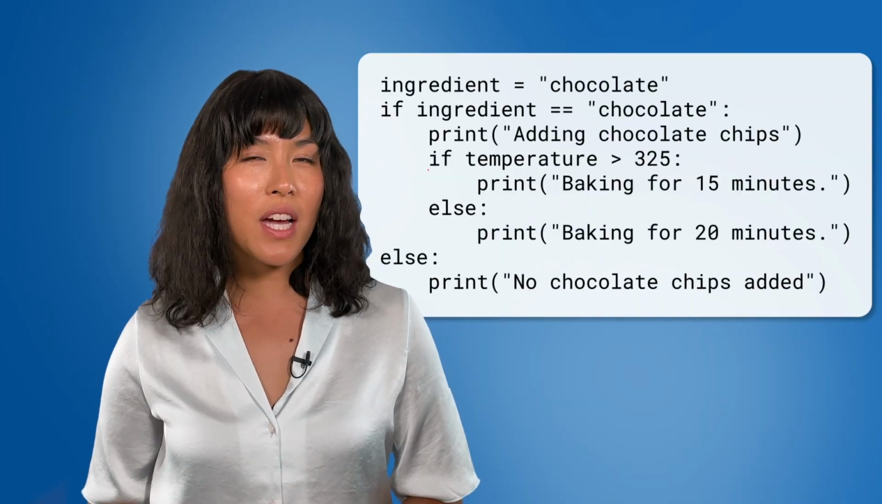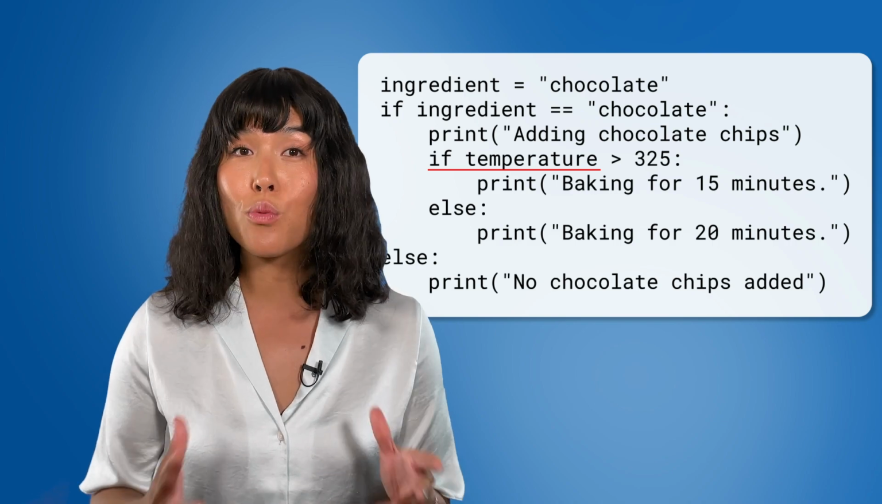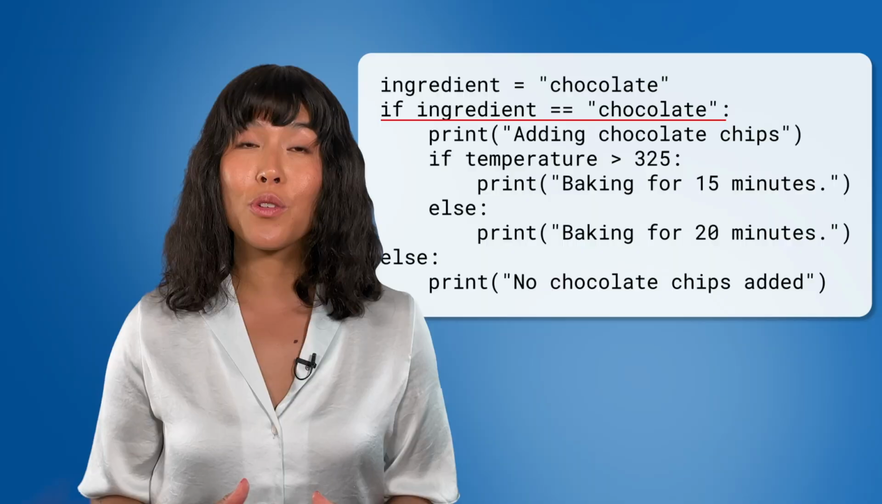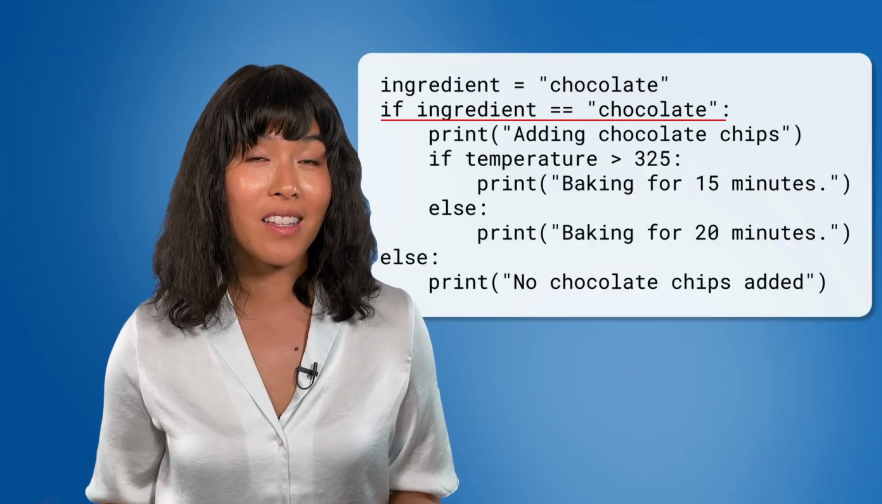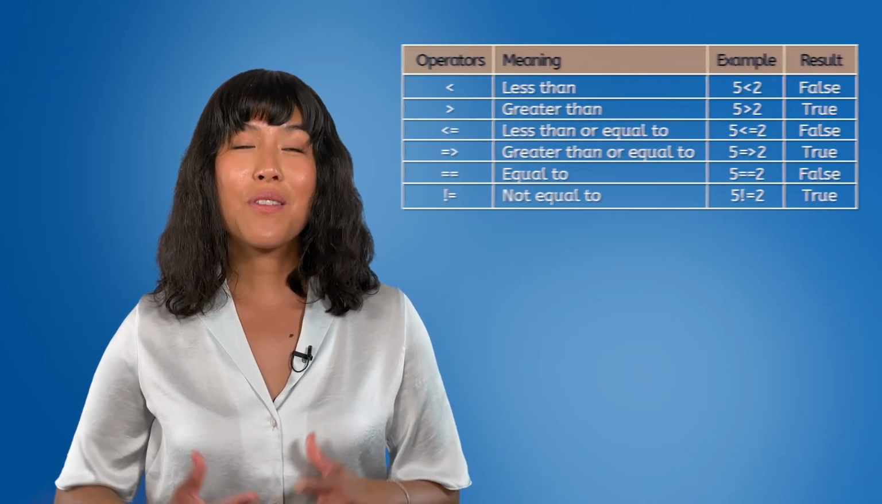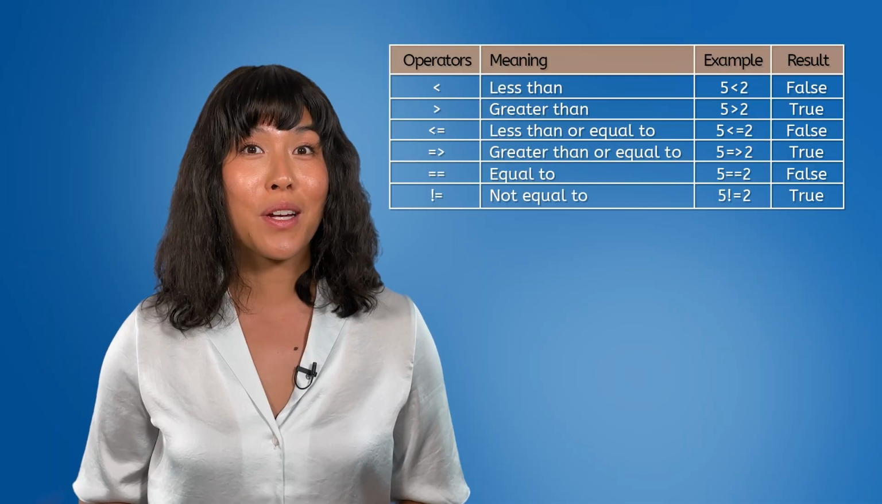Here, we only check if the temperature is greater than 325 if the first if statement, if the variable ingredient is equal to chocolate, is true. Comparing ingredients in a recipe is similar to using comparison operators in programming. These operators enable us to compare values and make decisions based on the results. Here is a list of the comparison operators we've used.